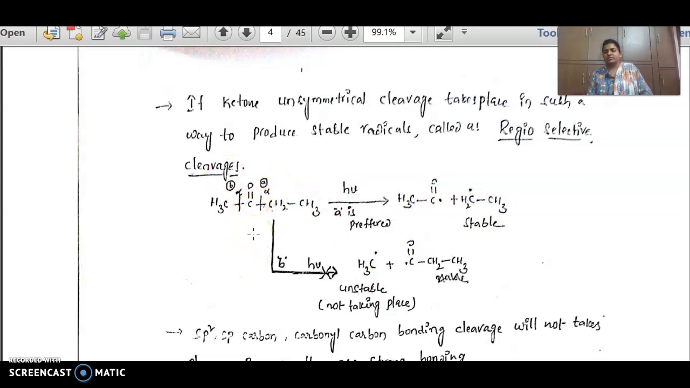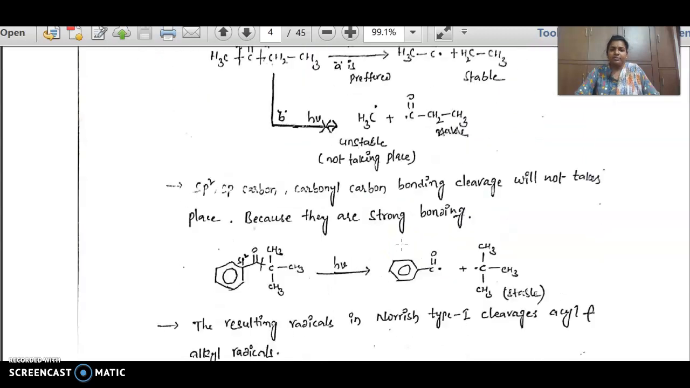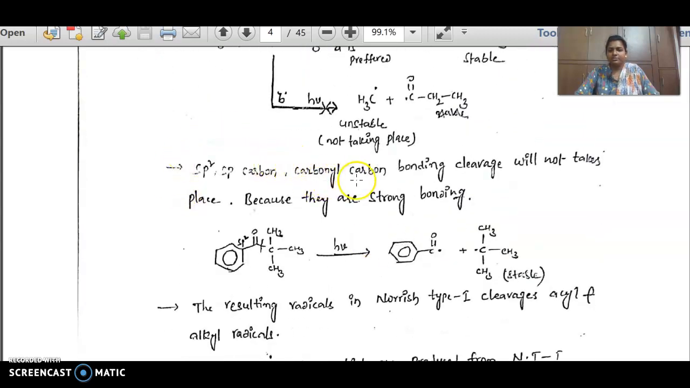If it is a carbonyl compound and the ketone is unsymmetrical, unsymmetrical meaning different groups on the two sides, the bond will cleave according to the stability. Whatever radicals you are getting, you should get the stable radical. Then the bond between sp2 and sp carbon at the carbonyl carbon will not cleave. If the alpha bond is formed between sp2 and sp carbon, that bond won't break.